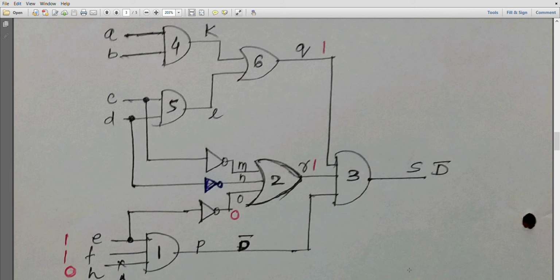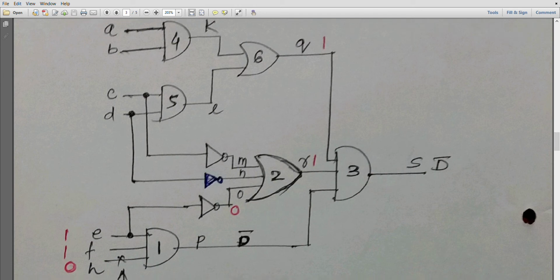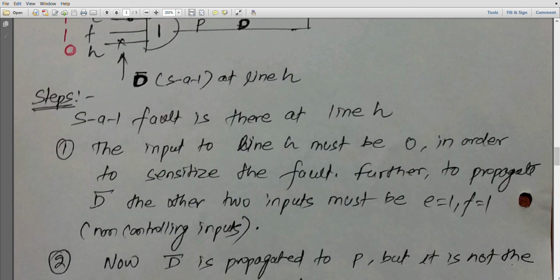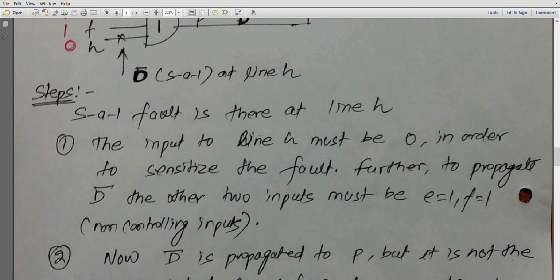So let us understand this step by step, then you will come to know whether we are going in the right direction or the wrong direction, or whether the line justification is matching or not. So the input to line H must be 0, that I already told you. In order to sensitize the fault, and further to propagate D bar, the other two inputs, E and F, must be equal to 1, that I already told you. Okay, so we will move ahead and see.